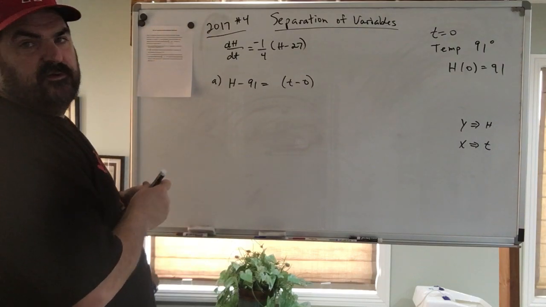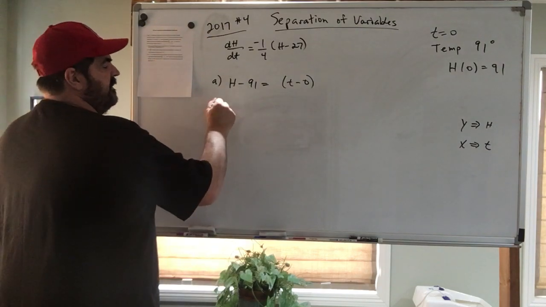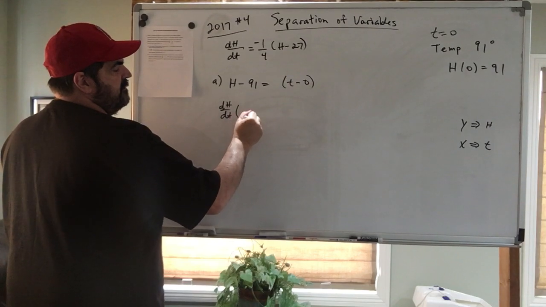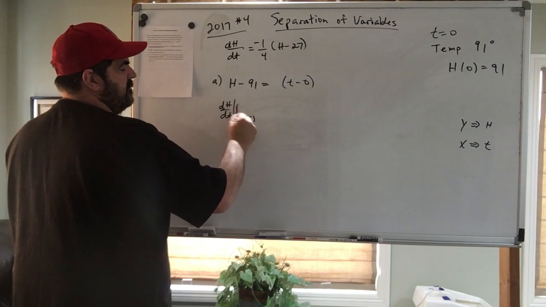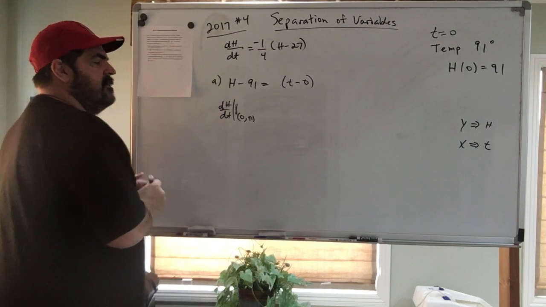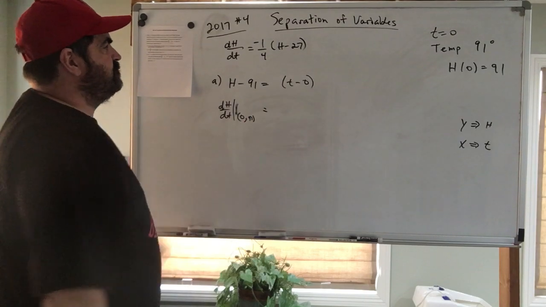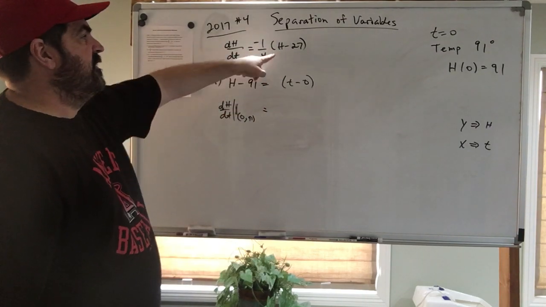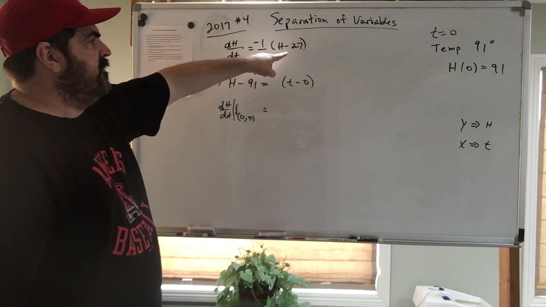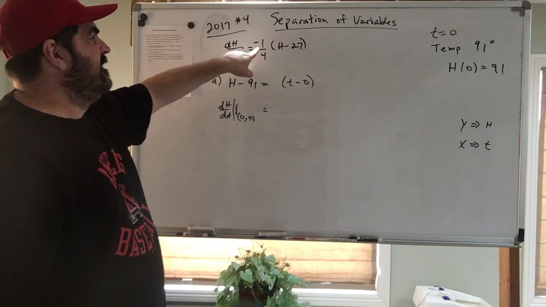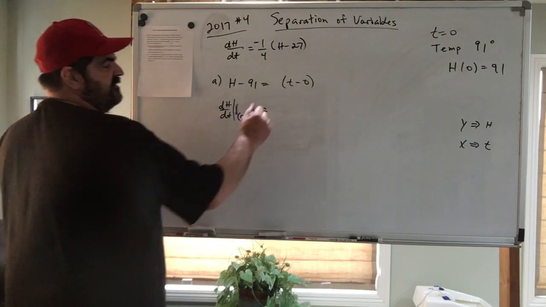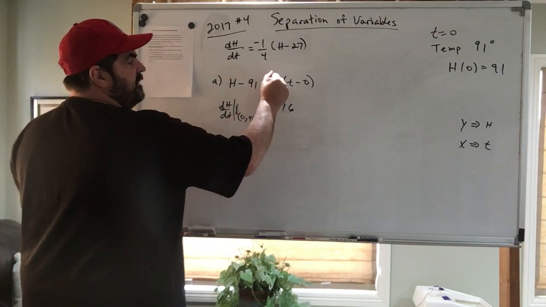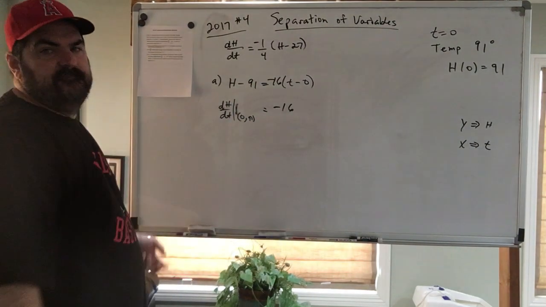So there's your equation. Now, how do I find slope? Remember, we plug into the derivative. So I got to plug into dH/dt this point (0, 91). There is no t value here, so I can't plug in the 0, but I do plug in the 91. 91 minus 27, we got 64. Negative 1/4 of that is negative 16. So that's your rate. So I plug it in here, and there's your tangent line.